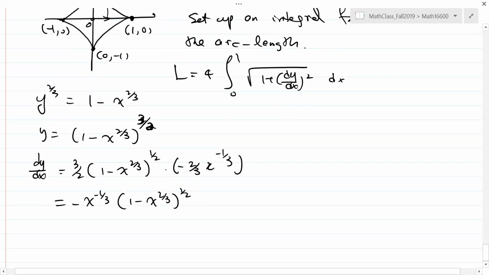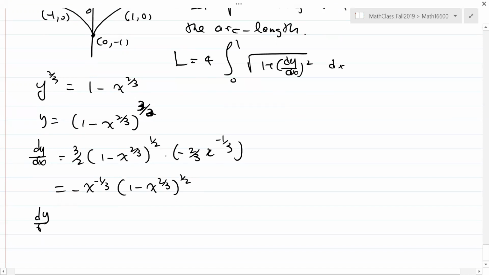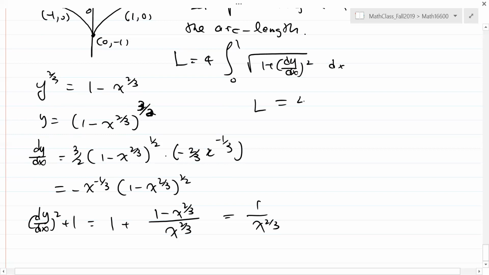All right, so the square, let's continue. dy/dx squared plus 1 is going to be 1 plus x to the 2/3, or 1 minus x to the 2/3. That's it. Not too bad. After you combine it, I cancel it out, just only 1 over x to the 2/3. Wow. All right. So this is going to be 4 from 0 to 1, and the square root of this.